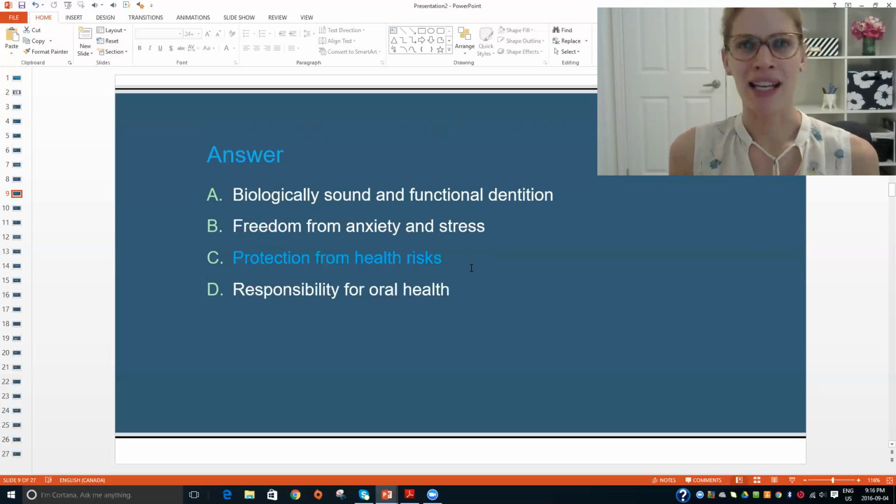Freedom from anxiety and stress is more about the patient telling you they're anxious about their appointment, or telling you they're going through a stressful time in their life and they're grinding their teeth and they need a night guard. Or if the patient's telling you they don't come to the dentist because they're scared or they have anxiety.